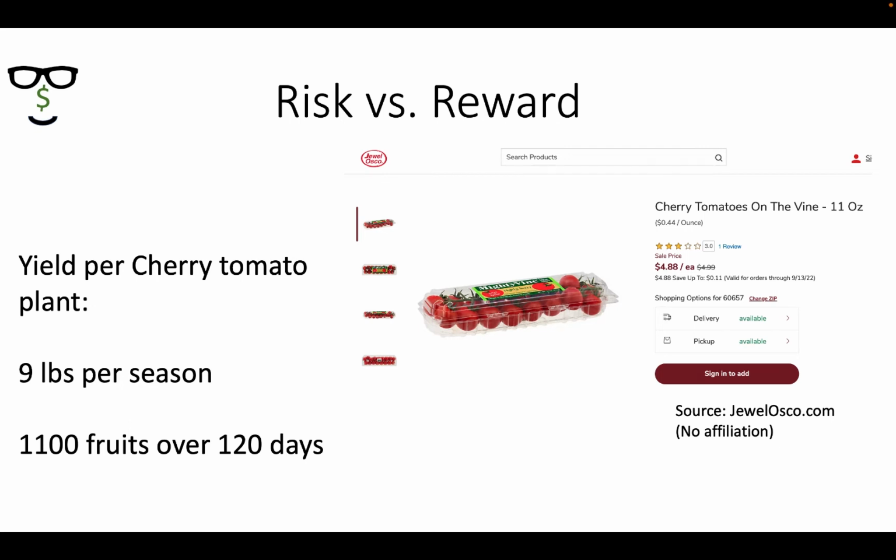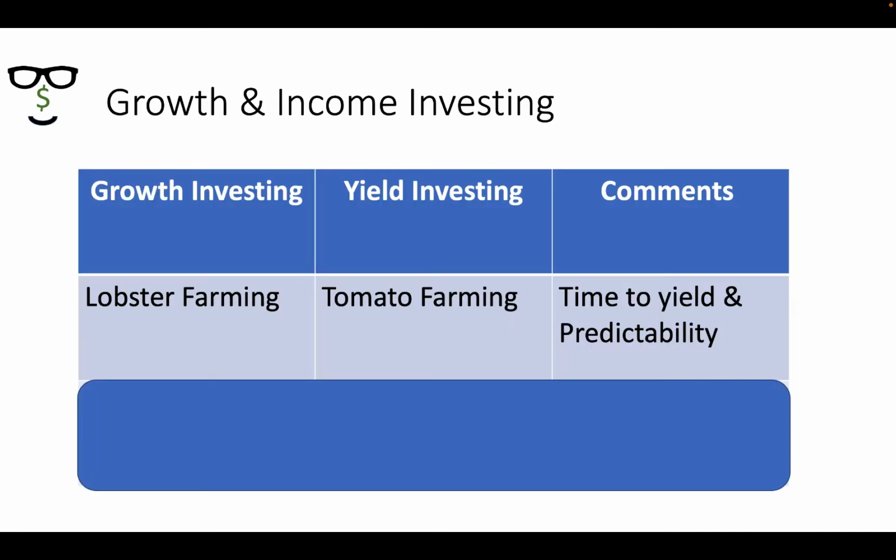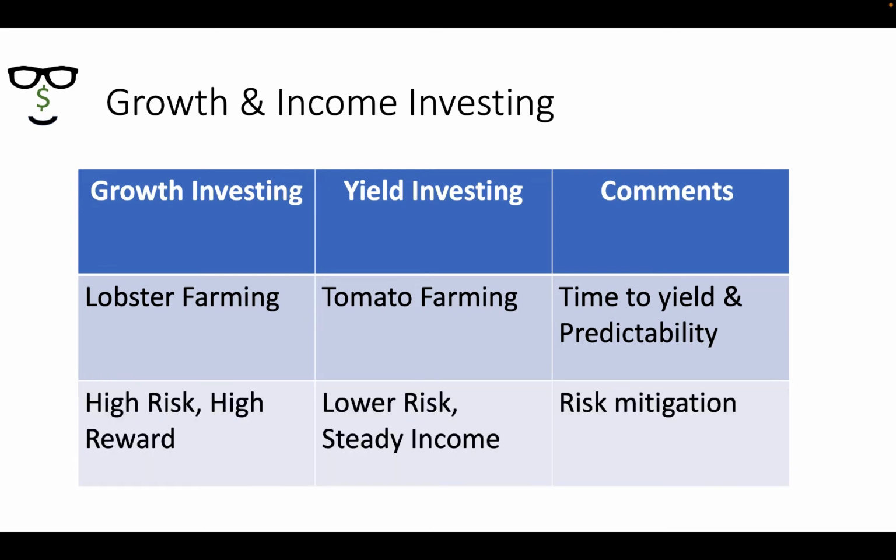Okay, now that we have a basic understanding of the difference in philosophy between growth investing and yield investing, let's do a quick recap. Growth investing is similar to lobster farming in the example or analogy we used, and yield investing is similar to tomato farming, with two big differences. What is the time to yield in general, and what is the predictability, with the time to yield being shorter for yield investing, the predictability being higher for yield investing, however, the potential yield itself or the return itself being much greater in growth investing when you are successful.